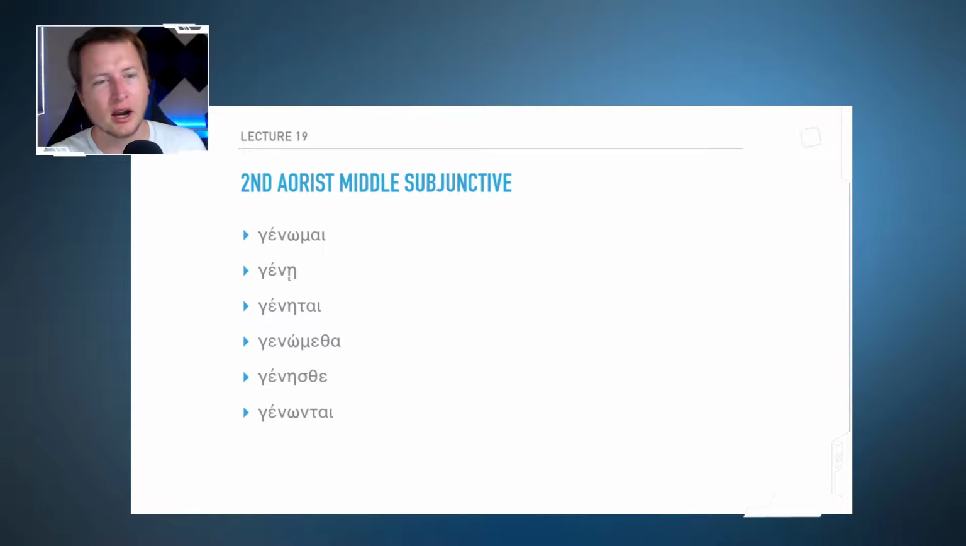All right, so this is ginomai. You see the second aorist stem, gen, lengthened connecting vowel, and then the middle passive ending. Genomai, genei, genetai, genometha, genesthe, genontai. Okay? This could be like, I might be, I might become. Genomai.